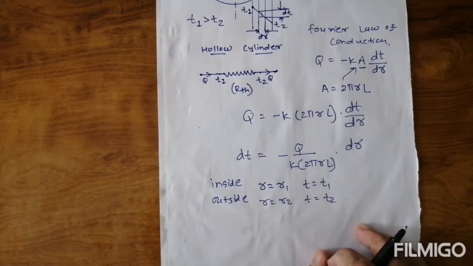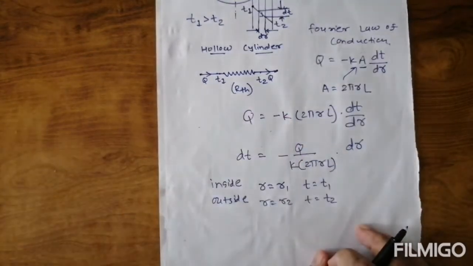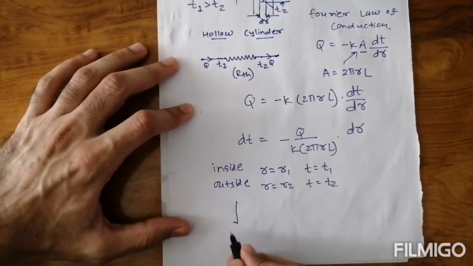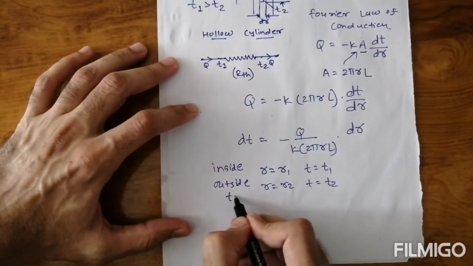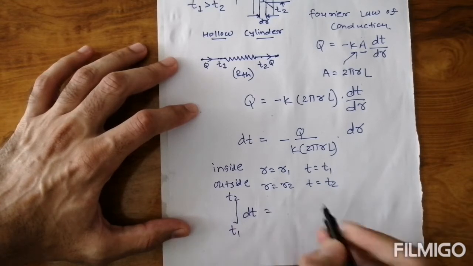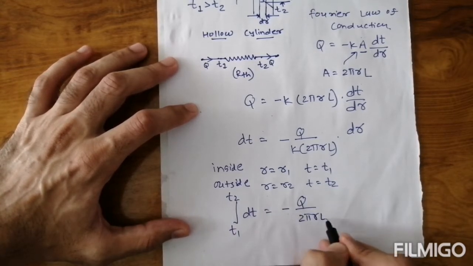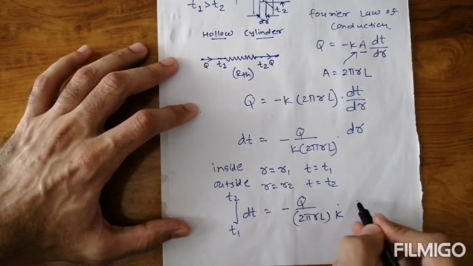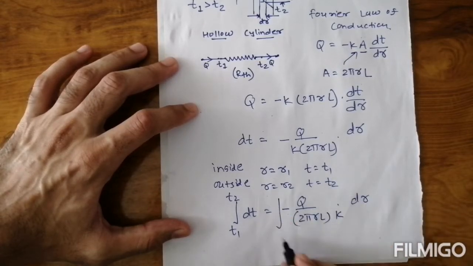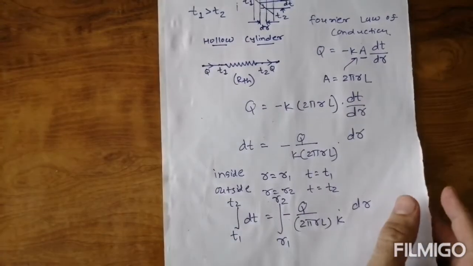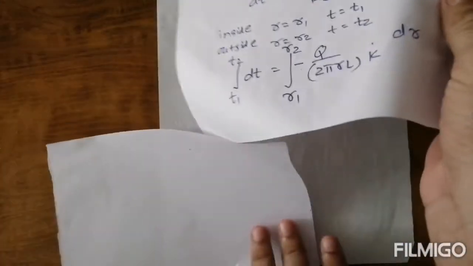With the two boundary conditions, we integrate that equation. The integration has limits T1 to T2 for the temperature, and Q by 2 pi R L into K into dr, with the integration on the radius side from R1 to R2. Now the integration starts.